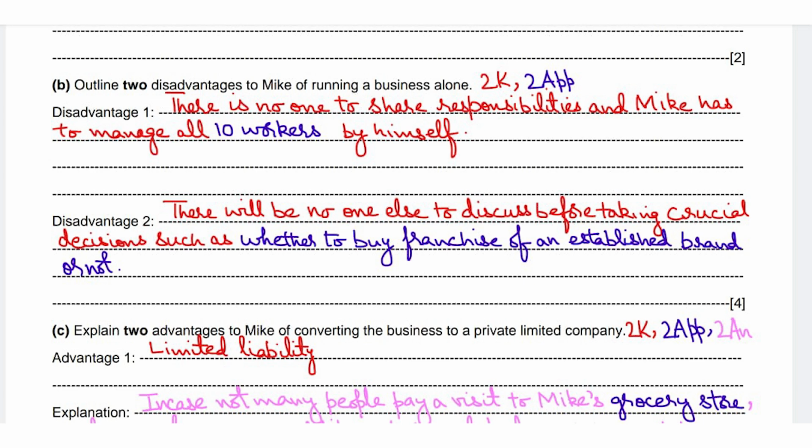There is no one to share responsibilities. This is knowledge, right? This is a disadvantage. And now I'll relate it with the business. And Mike has to manage all 10 workers by himself. Now 10 workers is application. Why? Because it is mentioned in the given information and it is quite related to whatever I am writing. So I'll get 2 marks, 1 for knowledge, 1 for application.